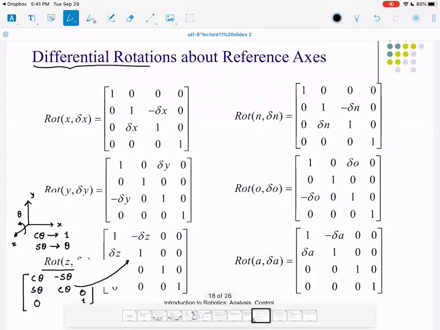Differential rotation matrix, where cosine theta is replaced as 1 and sine theta is replaced as theta.